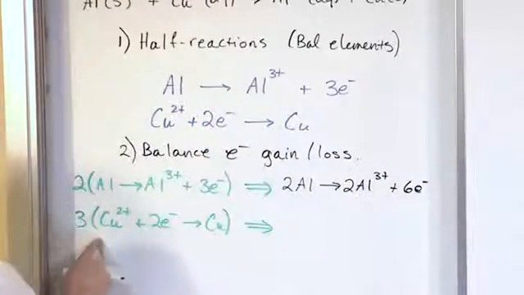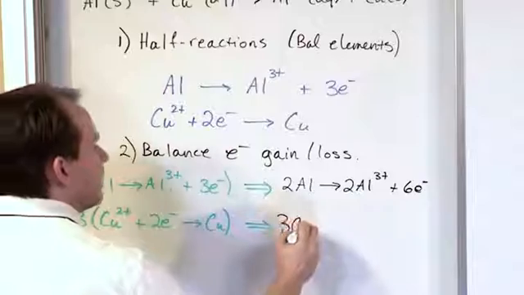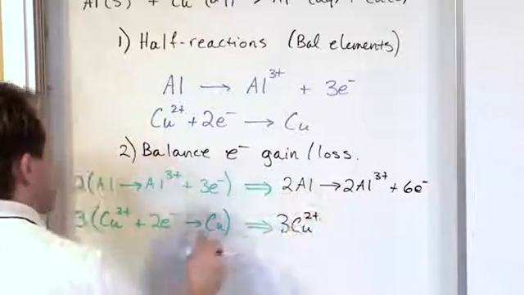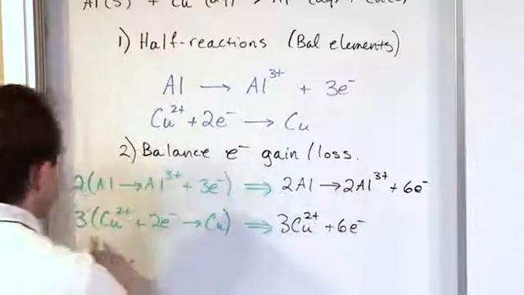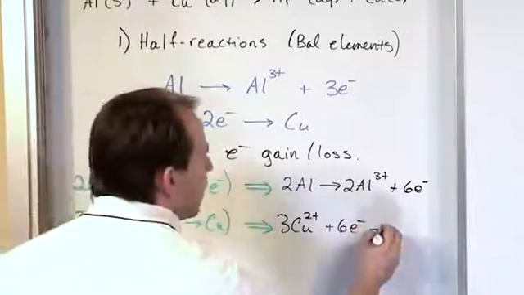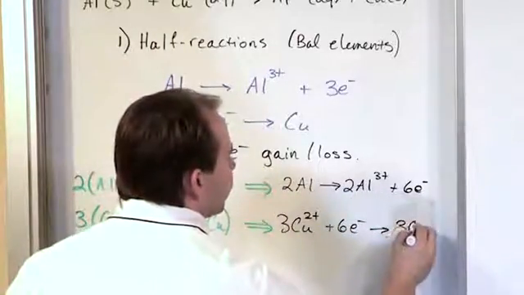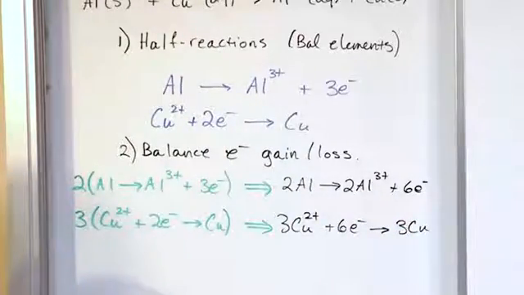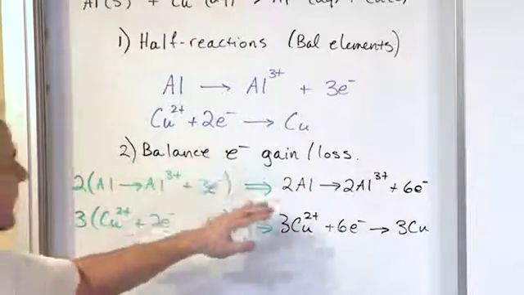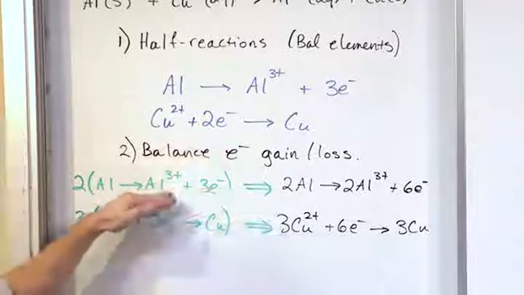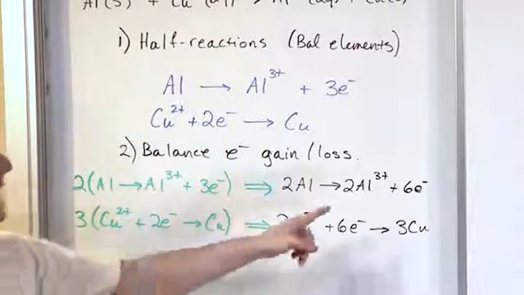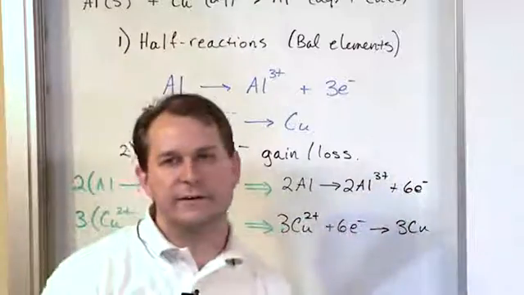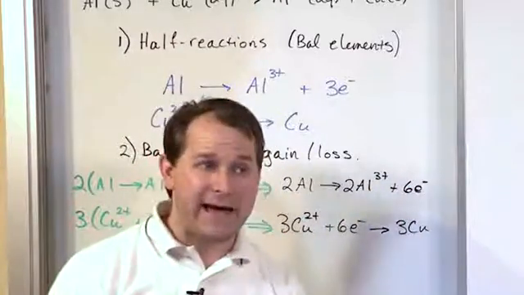All right? And then here we have 3 copper ions plus 2 times 3 is 6, and over here giving 3 copper atoms. So these are the 2 half reactions, and when you multiply, this half reaction really is equivalent to this one, and this one's equivalent to this one. They just differ by a multiple. But now notice we have 6 electrons lost and 6 electrons gained, and as long as they match, that's all we care about.